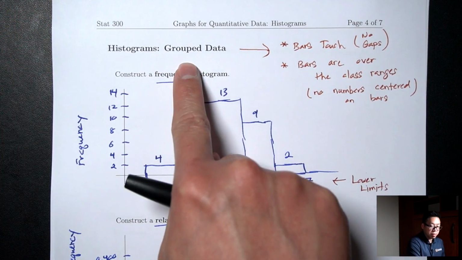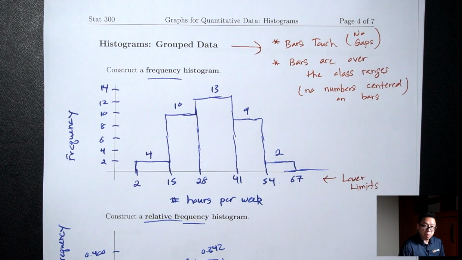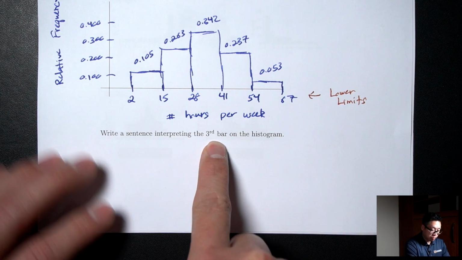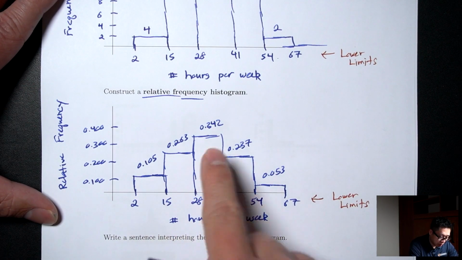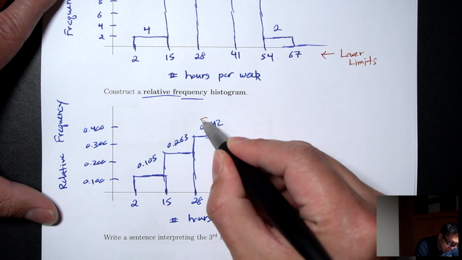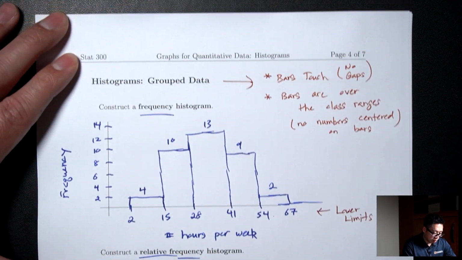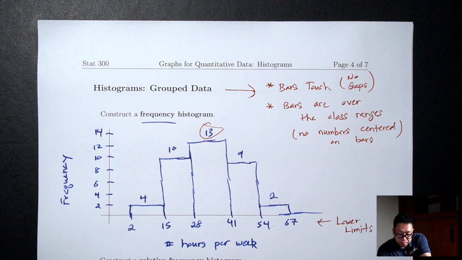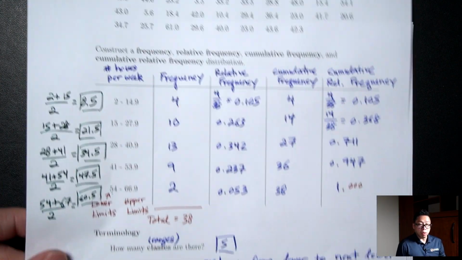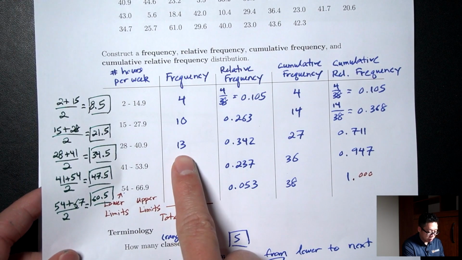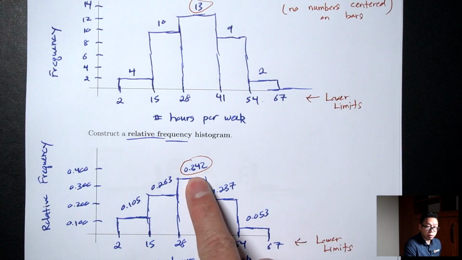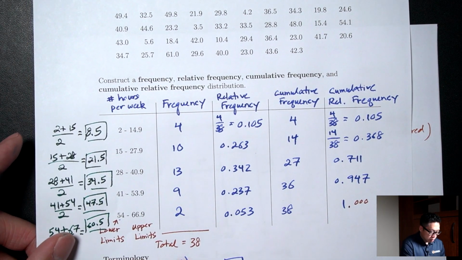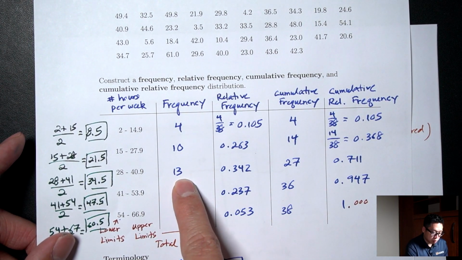Now, let's go to the grouped data situation. In this situation, I'm looking for you to write a sentence interpreting the third bar on a histogram. So 1, 2, 3, I'm talking about this 0.342 and this 13. Okay, let's go back to the table. So we want to interpret the 13, which is this one, and the 0.342, which is right here. Okay. 13, so this is counting how many, so there's 13.